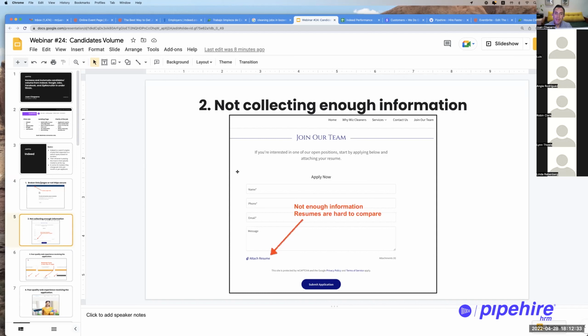I see a lot of people not collecting enough information. So the form is basically just a couple of questions and then attach a resume. Really, attaching a resume is not very useful, because you cannot compare people apples to apples. So I don't recommend collecting resumes. That makes it even harder to get people to apply. But in the case of this form, name, phone, email, and a resume is not good enough. You're going to have to spend a lot of time screening people if they send you resumes.